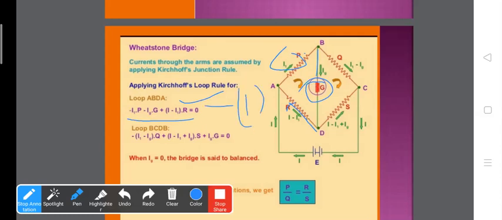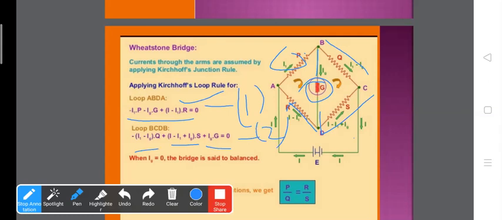Now take loop BCDB. In this loop, we get minus (I1 minus IG) into Q, where Q is the resistance, plus (I minus I1 plus IG) into S, plus IG into G, capital G, equal to 0. So this is equation 2.